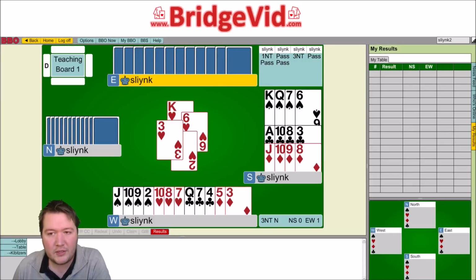reverse count and natural count. So reverse count, low then high says you've got an even amount. Higher than low says you've got an odd amount. In natural count or standard count, higher than low says you've got an even amount. Low then high says you have an odd amount.